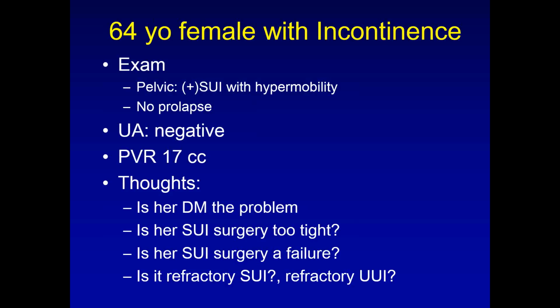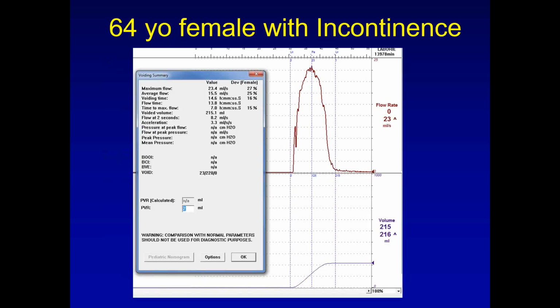Well, her Qmax is 23 and her Q average is 16, so it's unlikely that she has an obstruction. We'll know for sure in a minute when we do her study. She avoided 215, her PVR was 2.